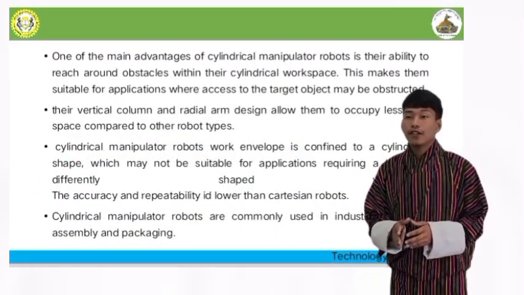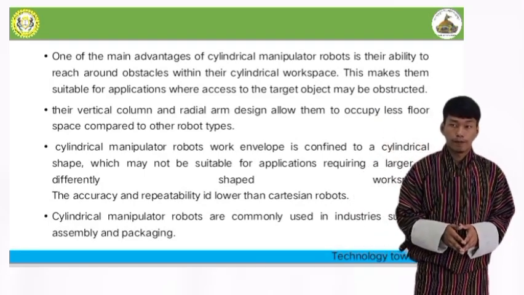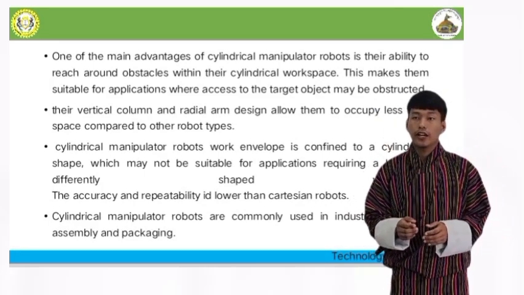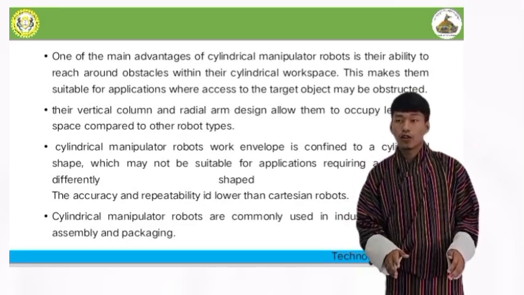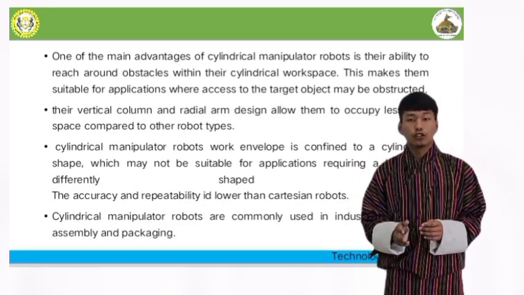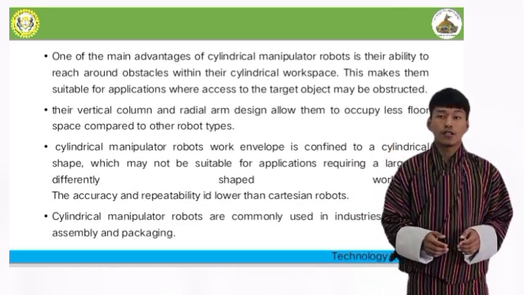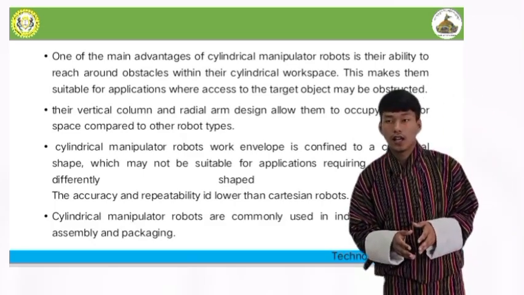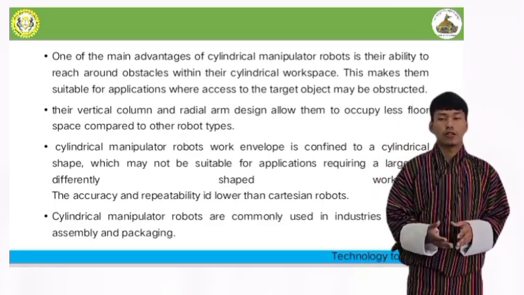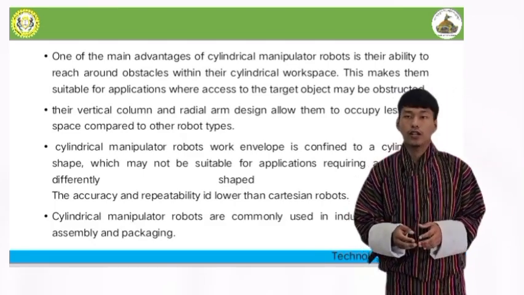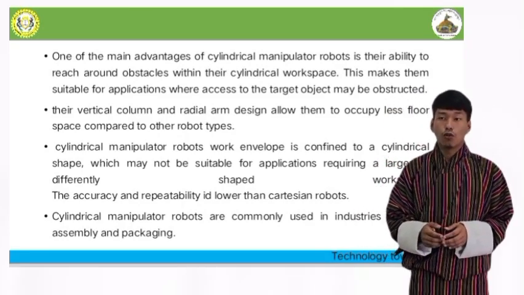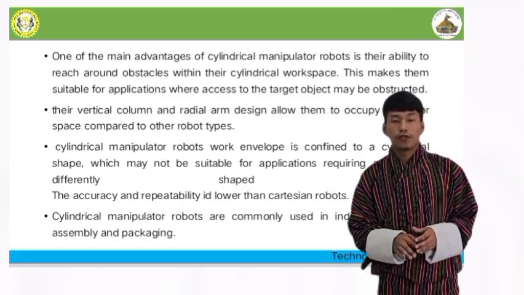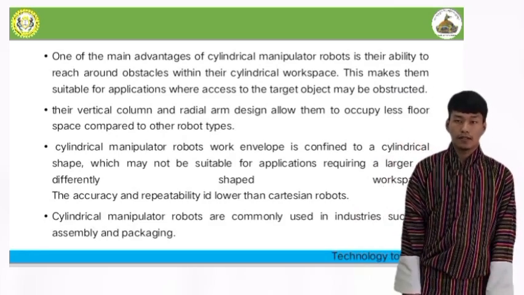One of the main advantages of cylindrical manipulator robots is their ability to reach around obstacles within their cylindrical workspace. This makes them suitable for applications where access to the target may be obstructed. Their vertical column and radial arm design allows them to occupy less floor space compared to other robot types.